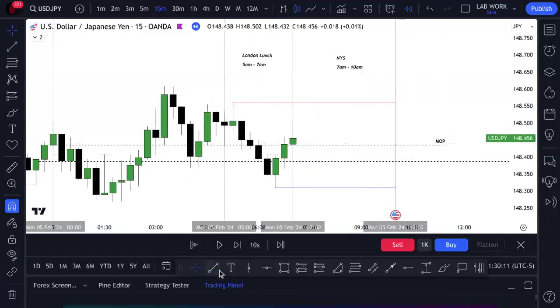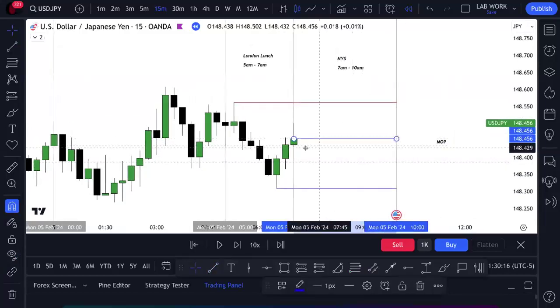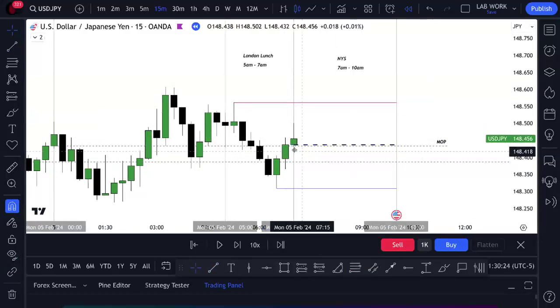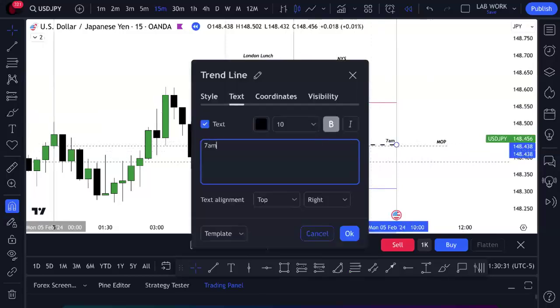At this point, I like to mark off the opening price of the actual session as well. And it's right here. So that's 7 a.m. And we'll make the line more apparent. So that dashed line there that we can see, that's the 7 a.m. opening price. So we have a lot of confluences here.